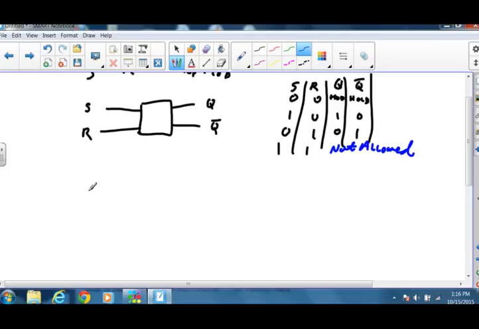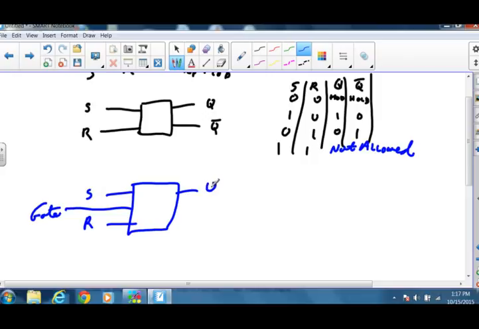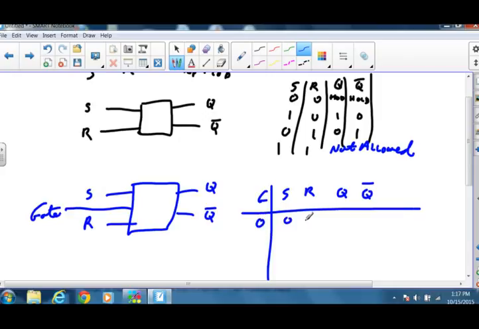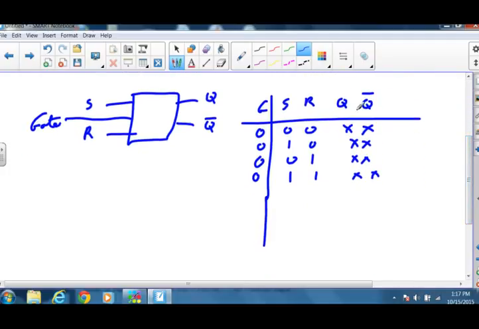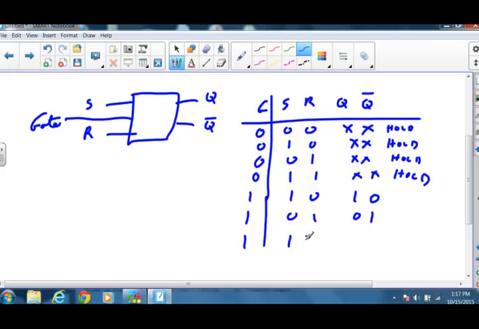Now, the set-reset flip-flop could also have a gate. So we have gate, S, R, Q, Q naught. If the gate's zero, it doesn't matter what those guys are. It's not going to change anything because the gate's zero and nothing can happen. In this case, when the gate's zero, I could have a 1-1 and it wouldn't matter. This is really a hold, whatever I have, I'm keeping it. So I'm not changing anything when the gate is zero. And when the gate's one, then I can do a set. And when the gate is one, I can do a reset. And when the gate is one, a 1-1 is not allowed.